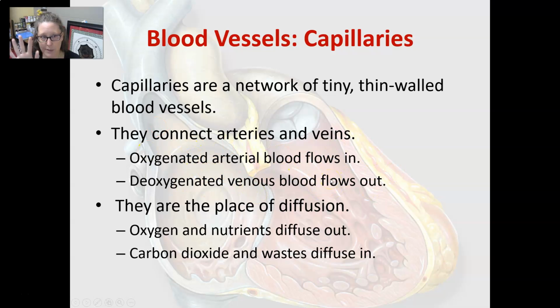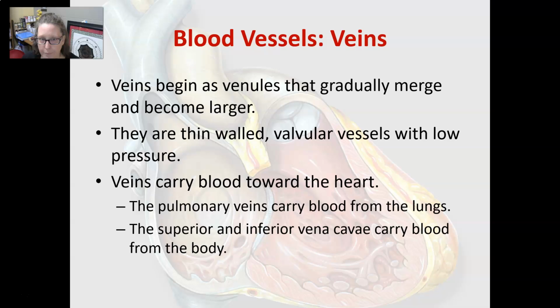Just in pulmonary, it's backwards because you have deoxygenated blood arriving through the arteries into the capillary blood and oxygenated blood leaving through the veins. That's for the pulmonary circulation. So the capillaries are the place of diffusion, which is where basically it's nutrient exchange. Oxygen and nutrients diffuse out into the tissue and cells, and the carbon dioxide and waste diffuse in.